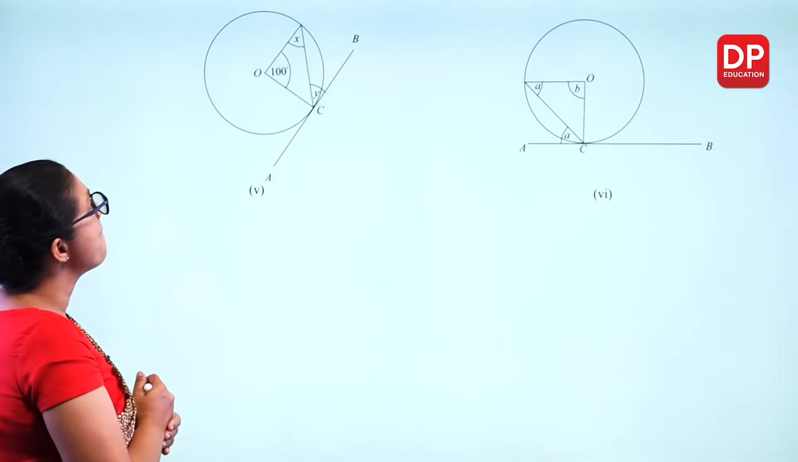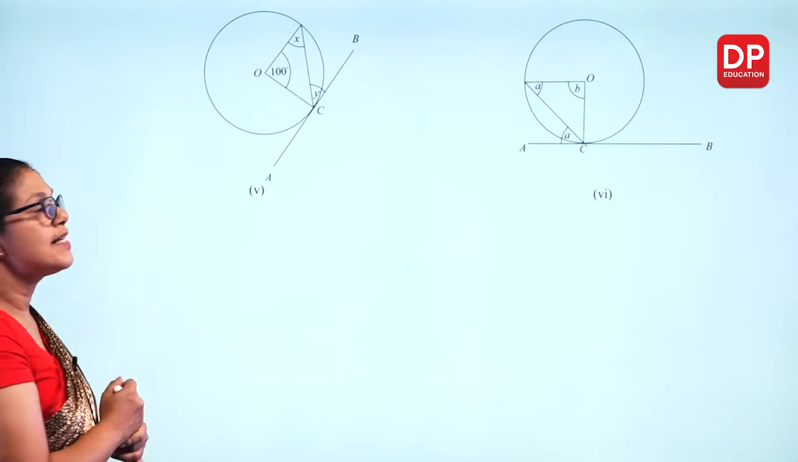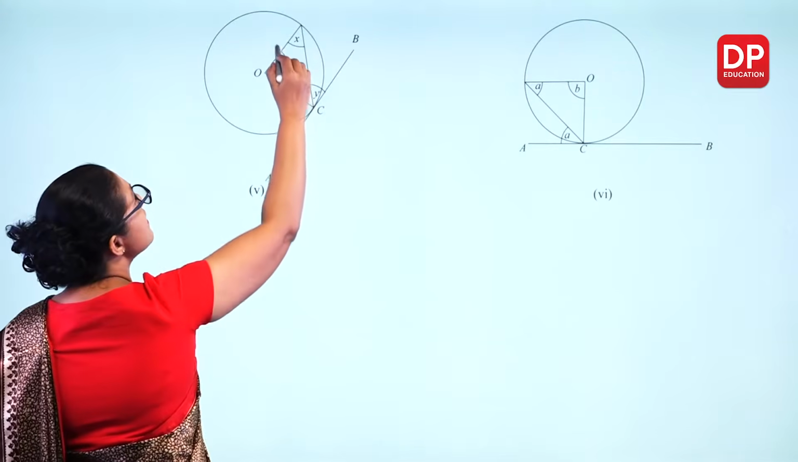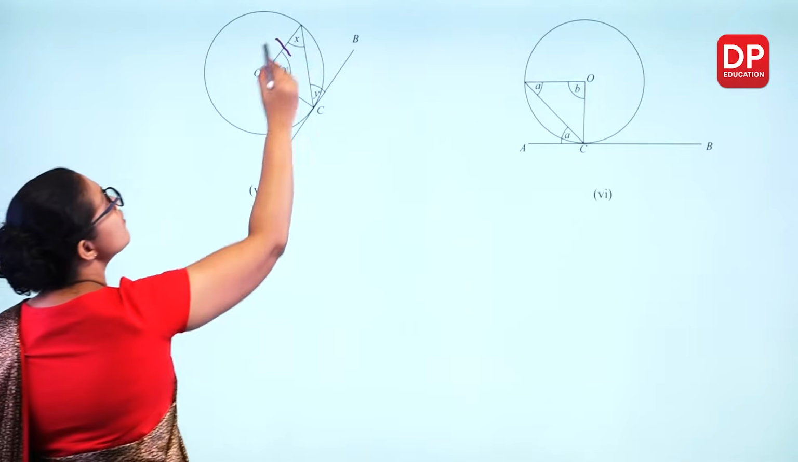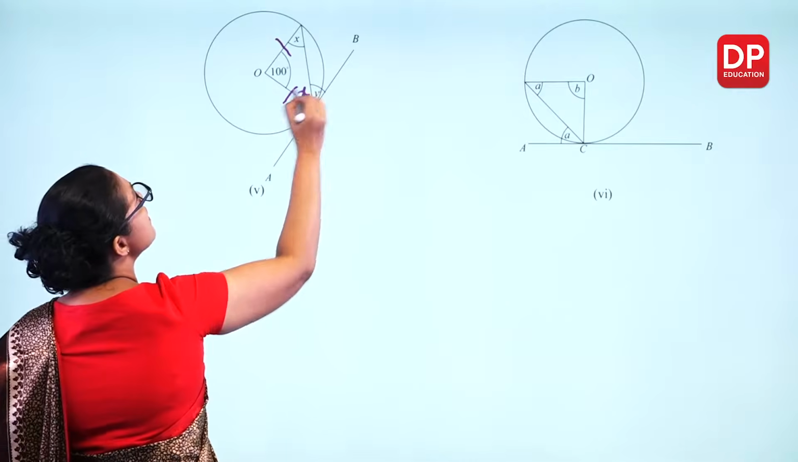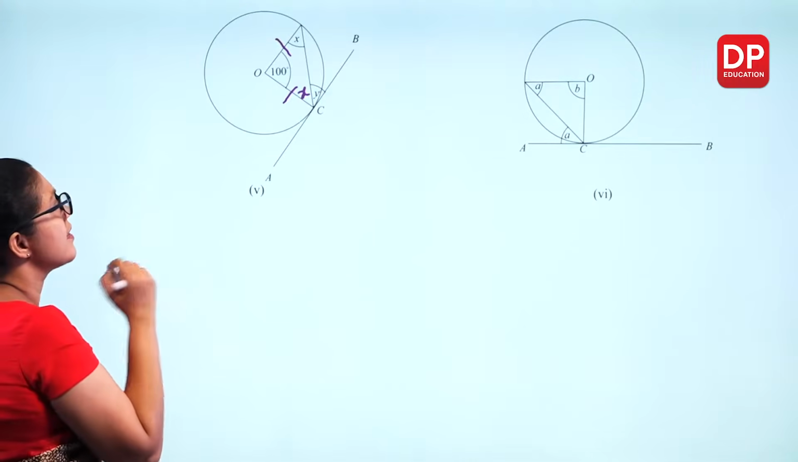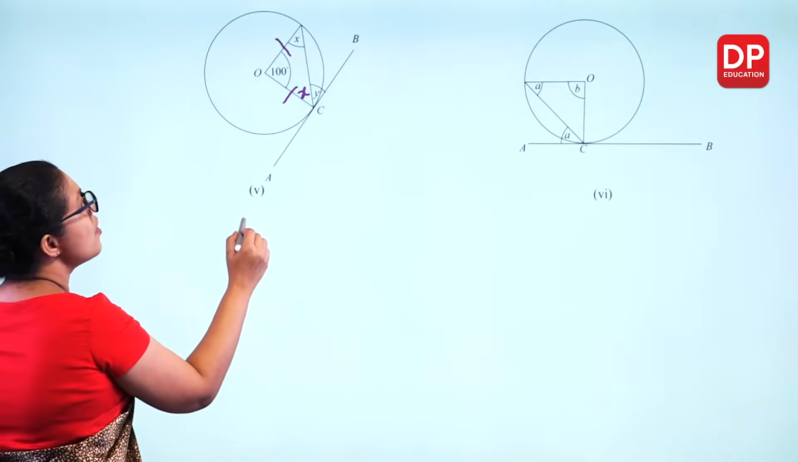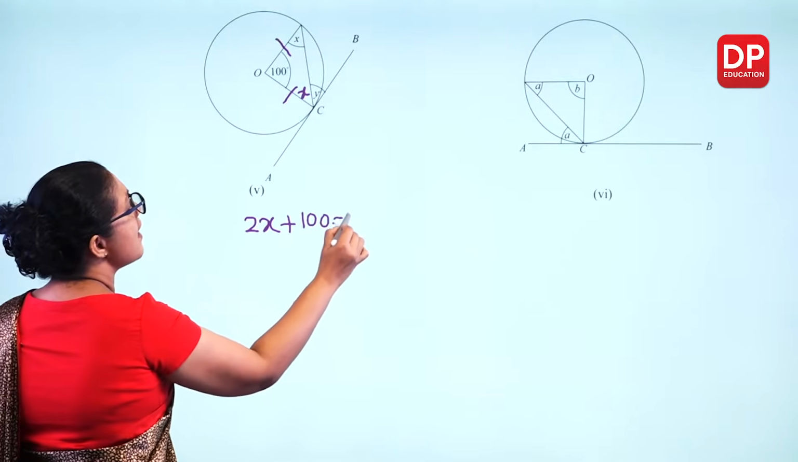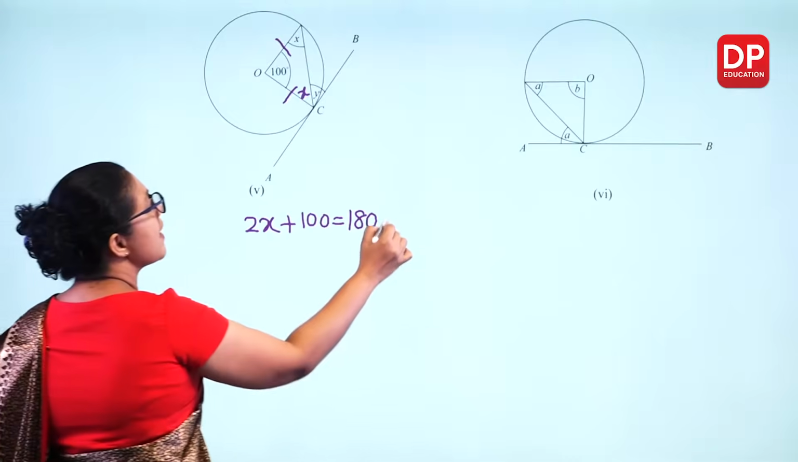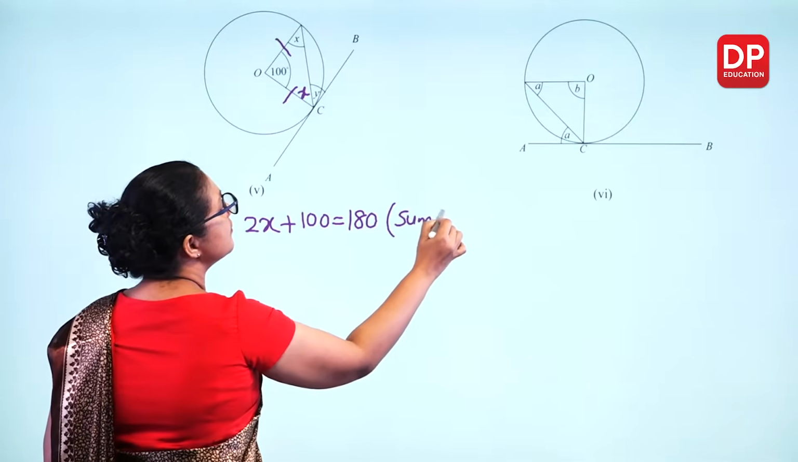Next one. Again isosceles triangle. This length is equal to this length because of radii. So if this is x, this is also x. I can write down 2x plus 100 is 180, sum of angles in a triangle.